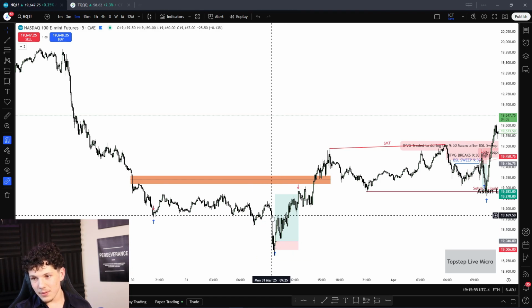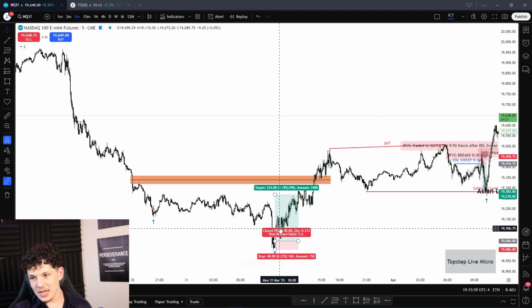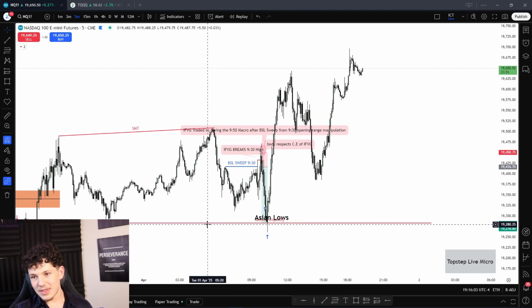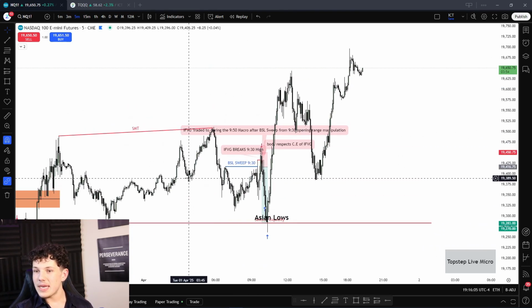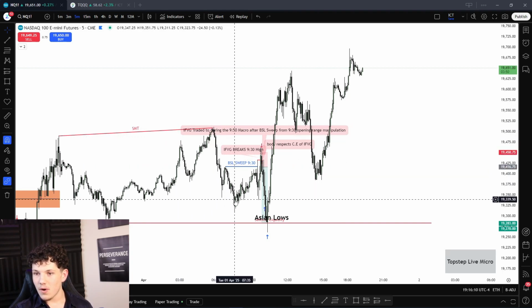Look at what time that was. 9:30 is manipulating. 9:50 forms the entry, and we move up higher. And this is the 5 minute, right? Same thing. It's the same thing. Manipulation, distribution. This is manipulation to distribute all the way down here.